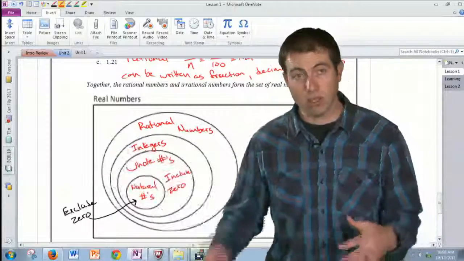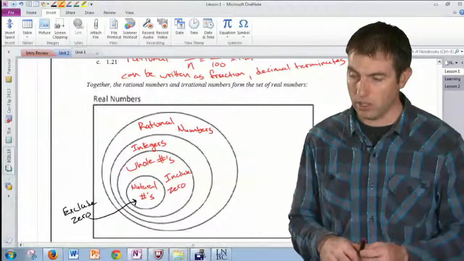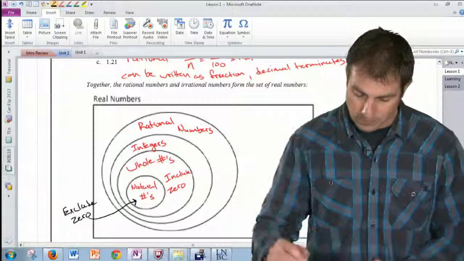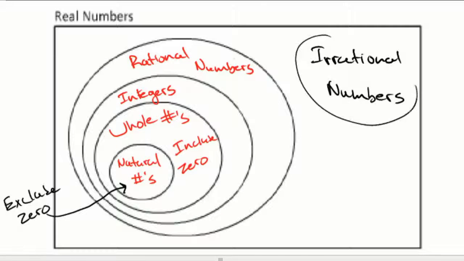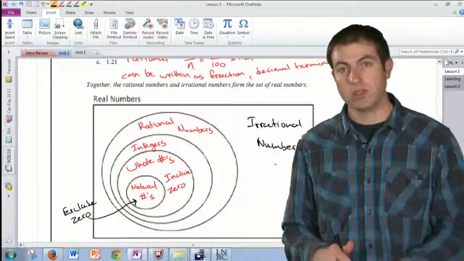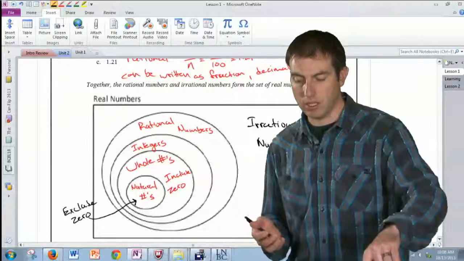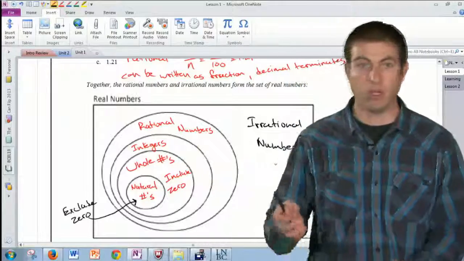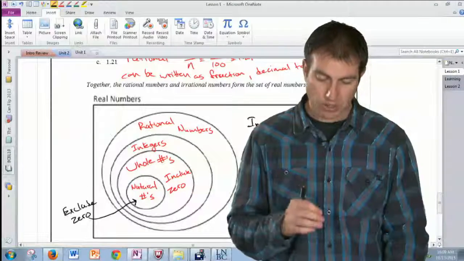And then outside of all of our circles, things that can't be written as a fraction are our irrational numbers. So irrational numbers get their own little circle outside of all of our circles. So these are things that make up the real number system. So we have rational numbers, integers, whole numbers, natural numbers.